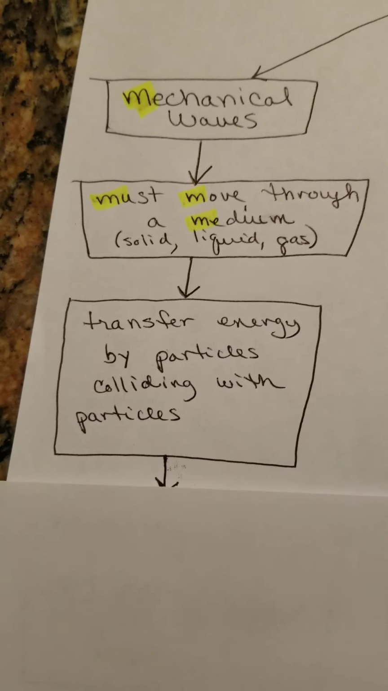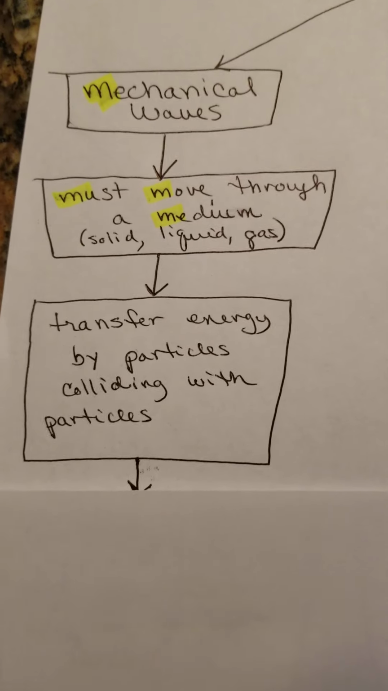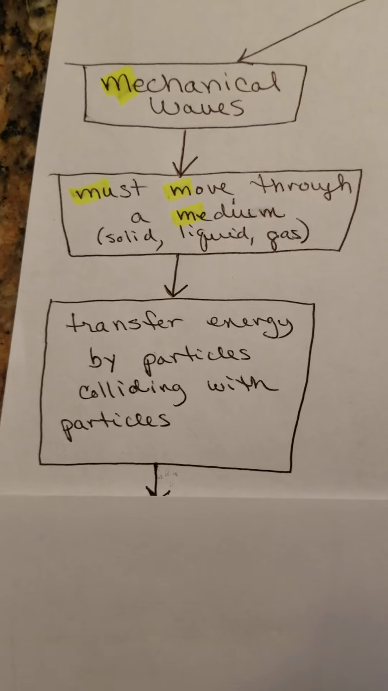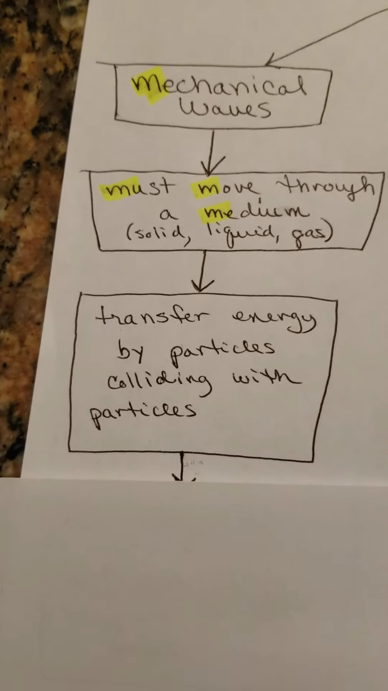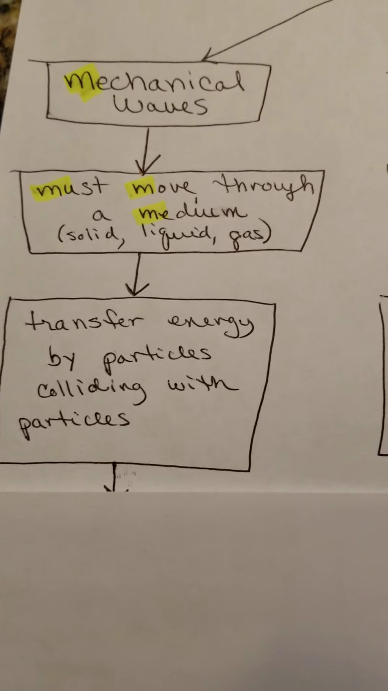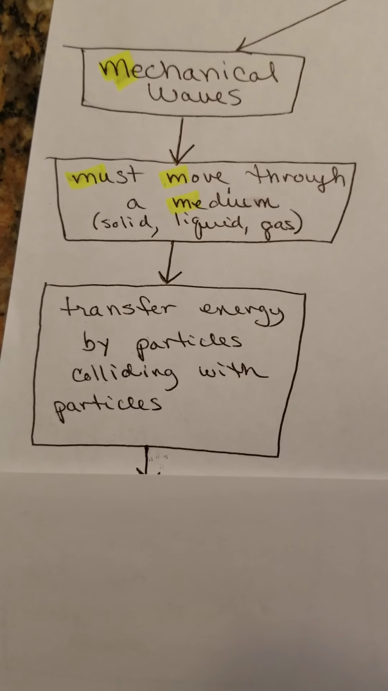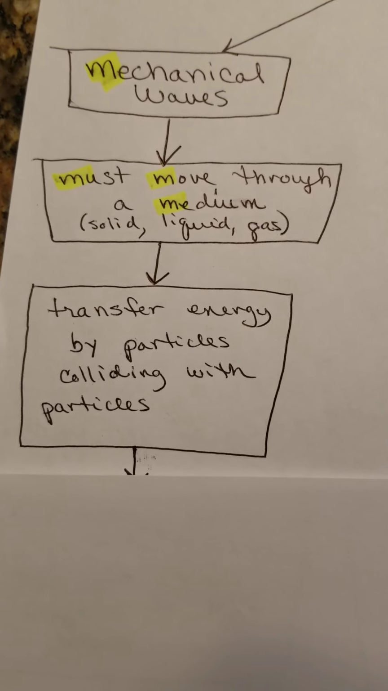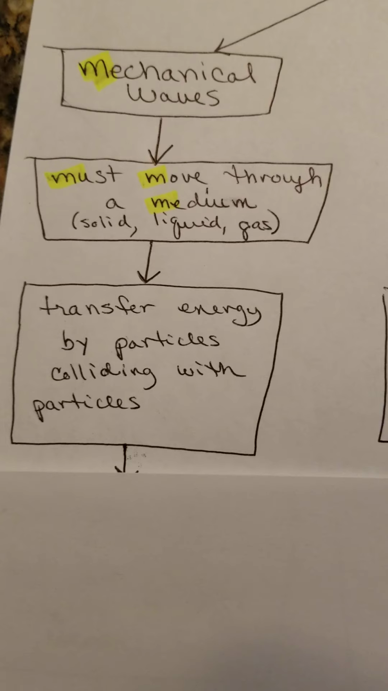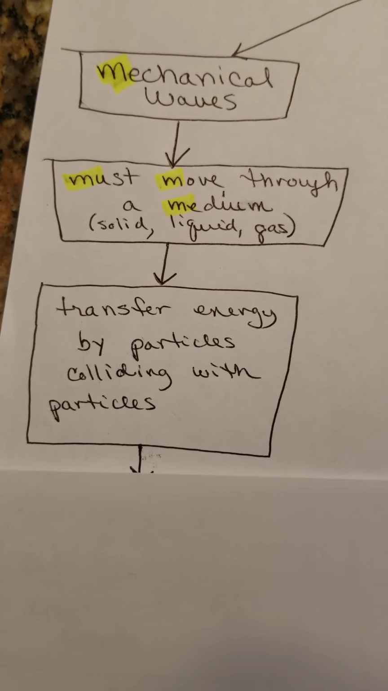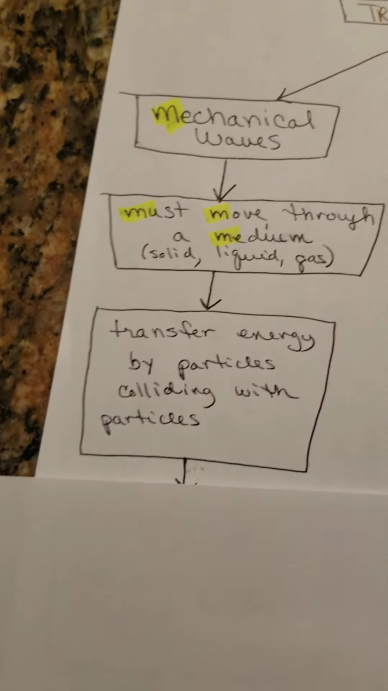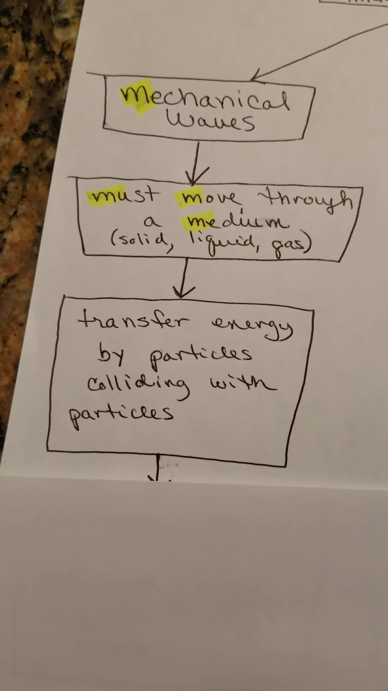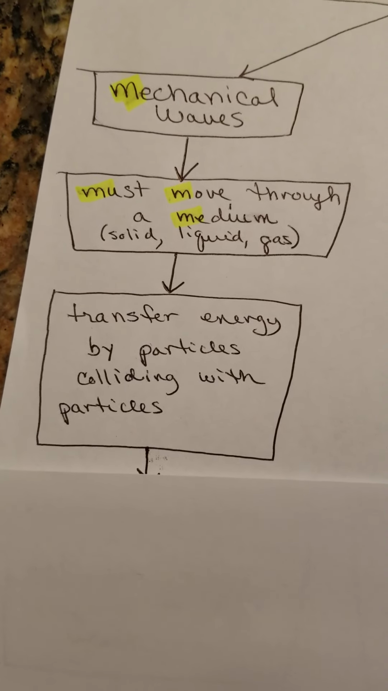Okay, so how do they actually transfer energy? Well, mechanical waves transfer energy by particles colliding with other particles. If you want to think about balls on a pool table, one ball hits a second ball and the second ball goes flying, that's kind of what happens when little particles collide with each other. Those particles can be particles in a solid, in a liquid, or in a gas, and those all behave differently. You'll learn about that next year in chemistry, how particles behave in solids, liquids, or gases. But mechanical waves have to transfer energy by actual collisions with particles.